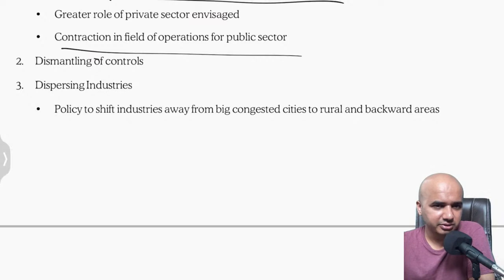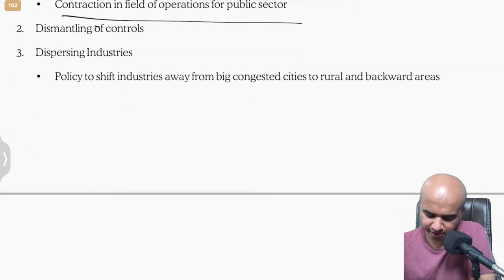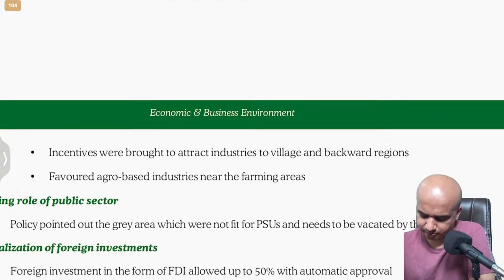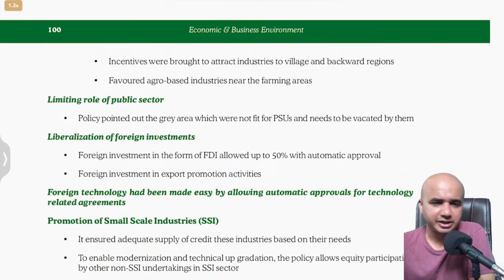After that, again, they will not be able to control. Dismantling of controls: whatever control the government had, they just wanted to do away with that. I'm talking about the 1991 policy. Of course, they did all that. Mostly this policy was drafted under the leadership of Mr. Manmohan Singh, the former Prime Minister of India, who was back then the Finance Minister of India.